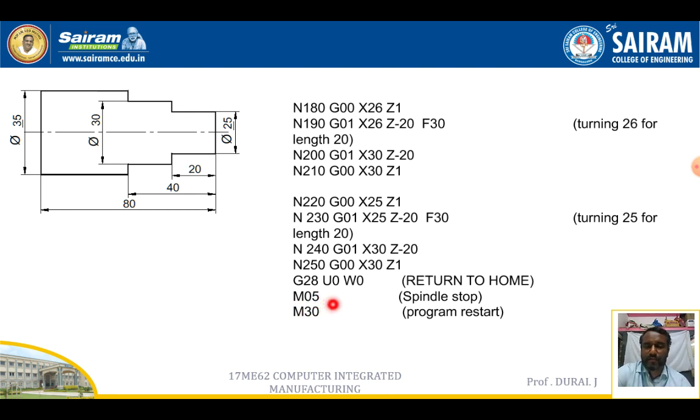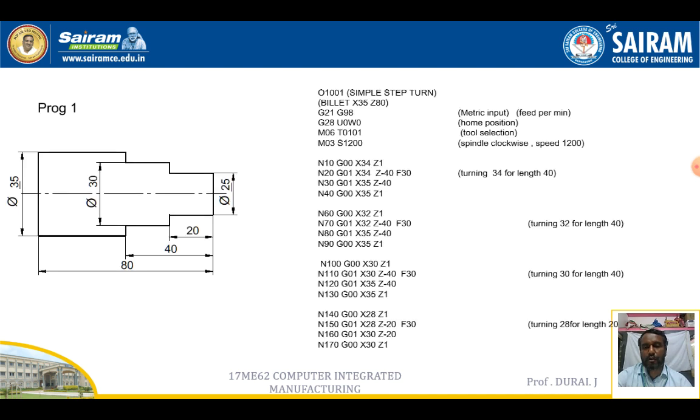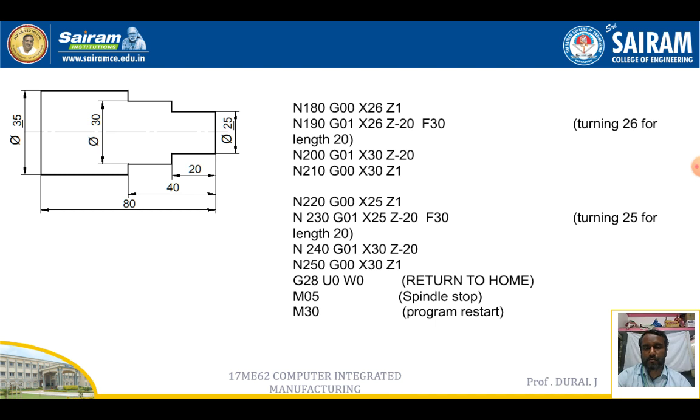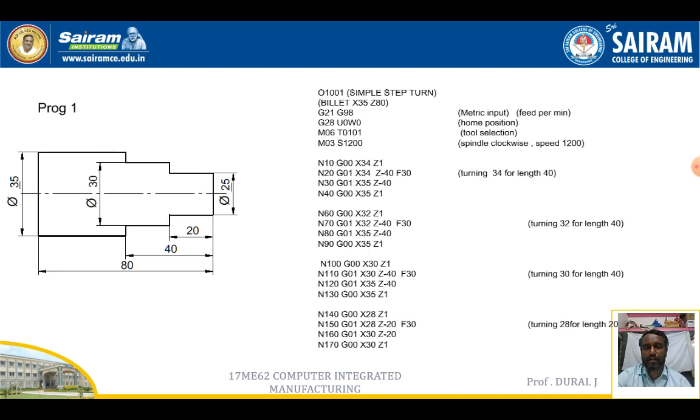M05 means it is going to stop the spindle rotation. M30 means, once we are using CNC machines for mass production, it is going to stop the program, and it will again go to the starting of the program to start the operation once again. So that is the meaning of M30.